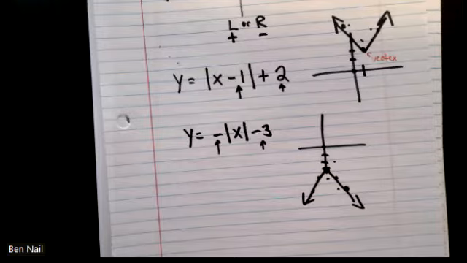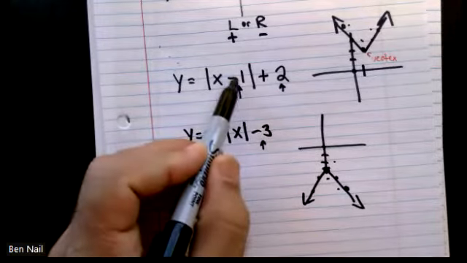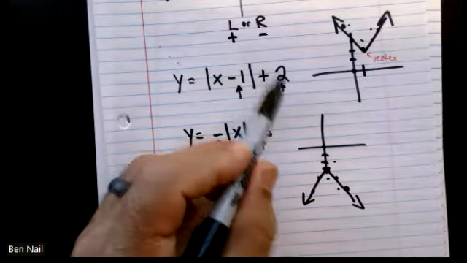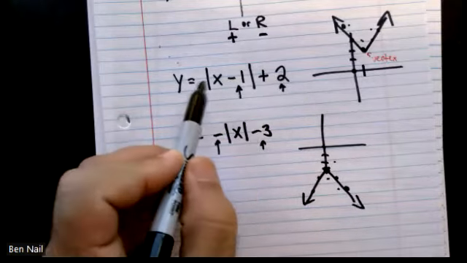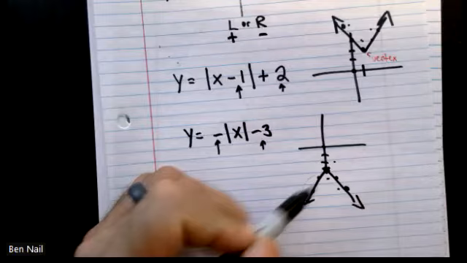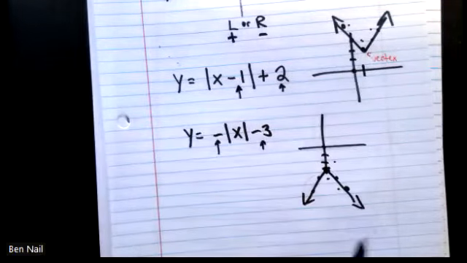So that's how we're going to graph absolute value. So anything inside moves it left or right. Anything outside is going to move it up or down. If there's a negative in front, that flips it over, so it opens down. Otherwise, it will open up.